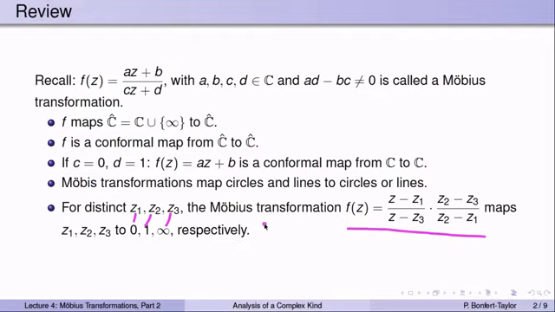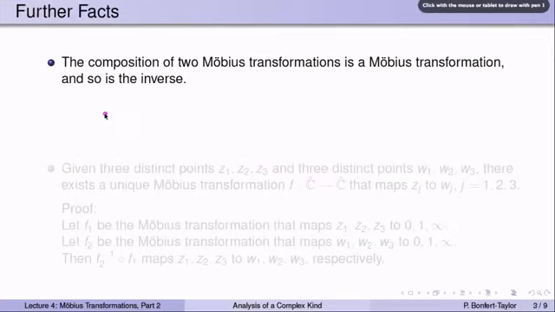Today we want to construct some actual Möbius transformations. Before we go there, let's prove a few more facts. The first one is that the composition of two Möbius transformations is again a Möbius transformation. And the second one is that the inverse of a Möbius transformation is a Möbius transformation. Let me quickly show you how we would prove this fact.